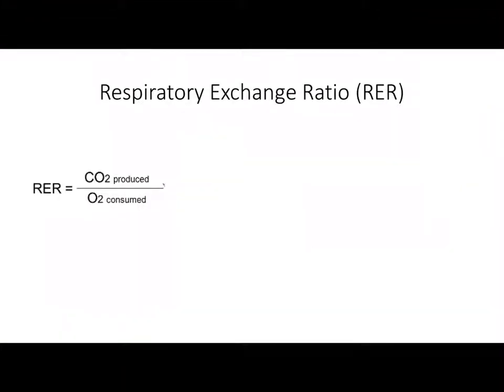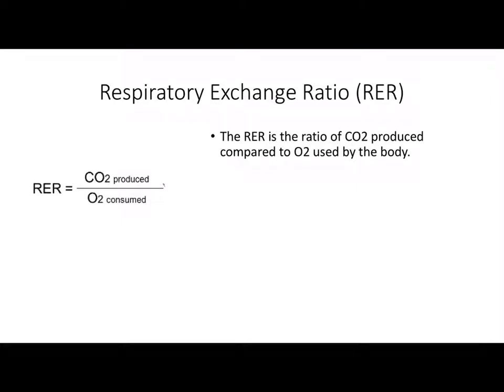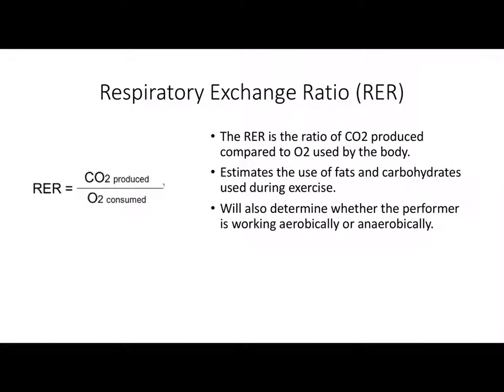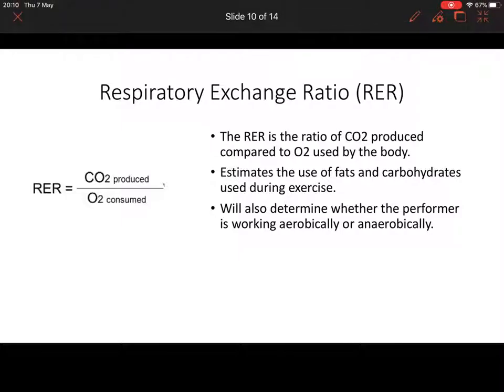Okay, so that's 3 of the 4 measurements of energy expenditure, and the last one that we're going to look at is something called the respiratory exchange ratio, or the RER. Okay, what's already up there is an equation to calculate it, but it's the ratio of carbon dioxide produced compared to oxygen used by the body. And again, as we talked about with indirect calorimetry, it can estimate the use of fats and carbohydrates used during exercise. And the other thing, and for me, the key bits I would highlight or star are these 2 bits here.